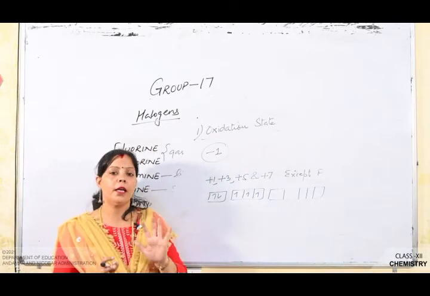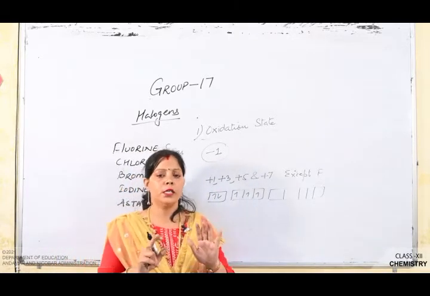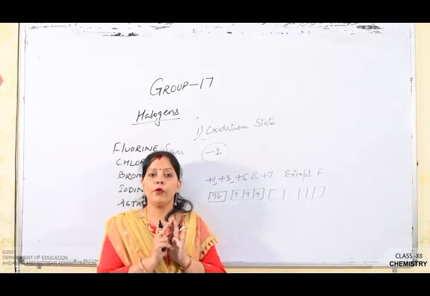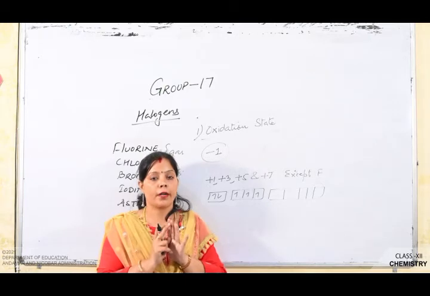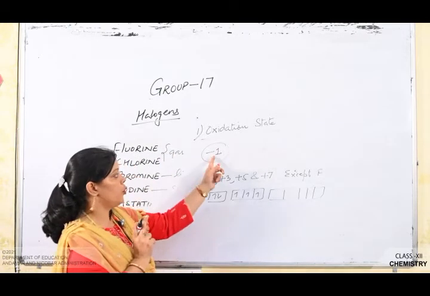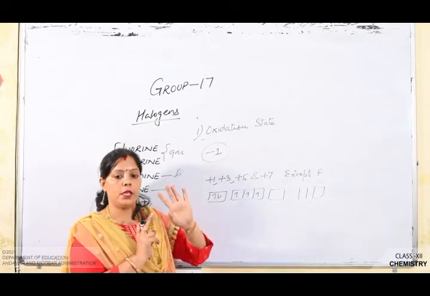The fluorine atom has no vacant d orbital in its valence shell because it is the top element of group 17, and therefore it can't expand its octet, because being the most electronegative element, fluorine shows only the -1 oxidation state.